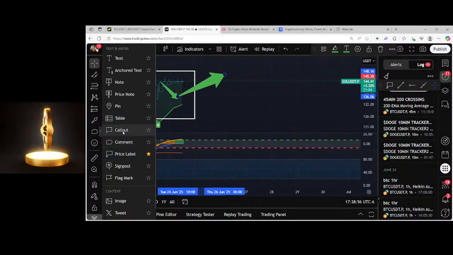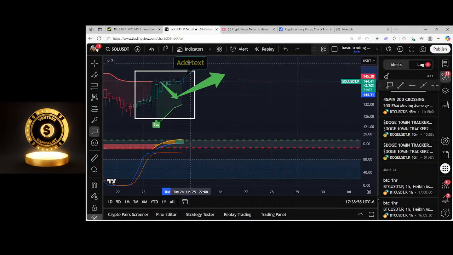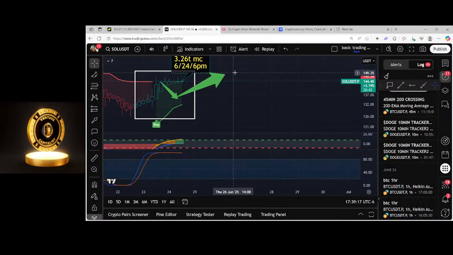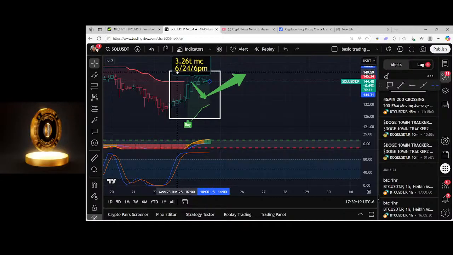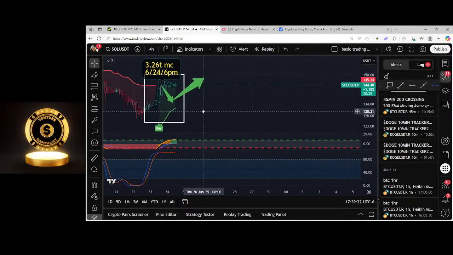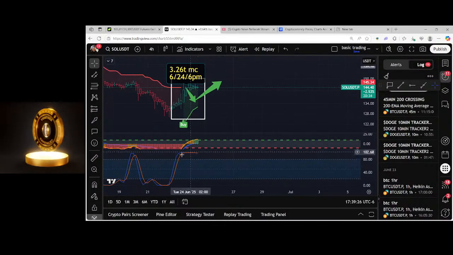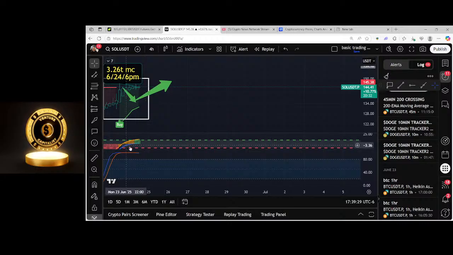I'll go ahead and put this market callout right here, and we'll pop it in here. 3.26 trillion market cap, and this is 6:24 p.m. If that market cap keeps going up, then you can see that we're going to consolidate and run. It's a pretty big market cap. But right now everything looks good, man. Everything looks like it's going to hold.